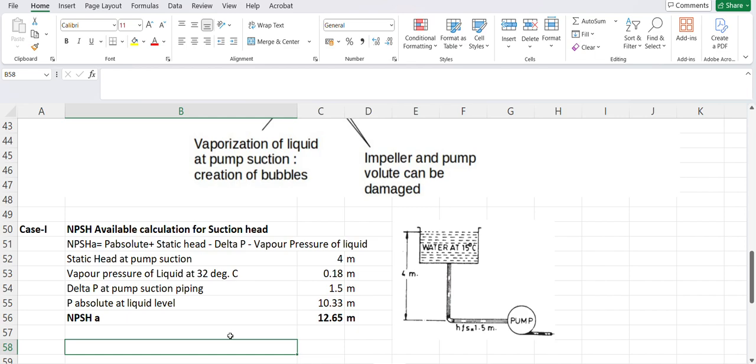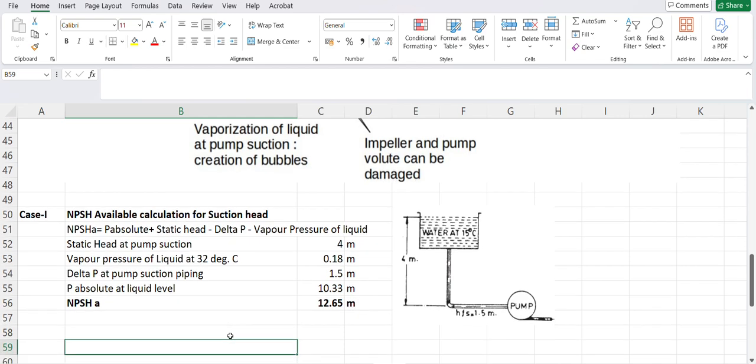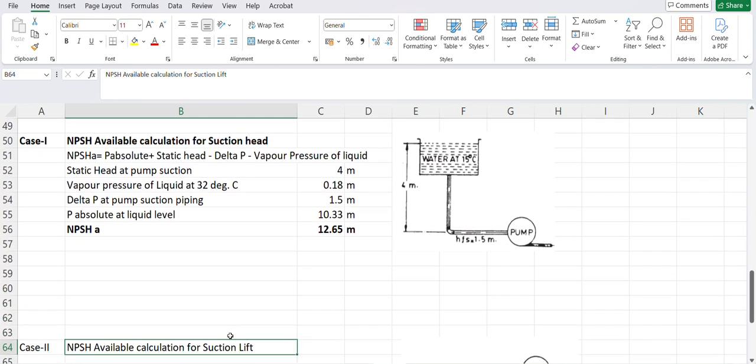Now I'll explain how to calculate the NPSH for the application where we need suction lift, like when the pump is located above the liquid level, or we have to pump the liquid from underground tanks. So I will explain that in another case, case 2.